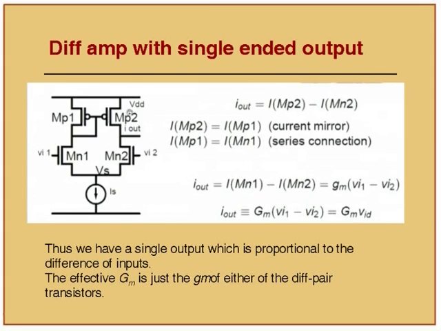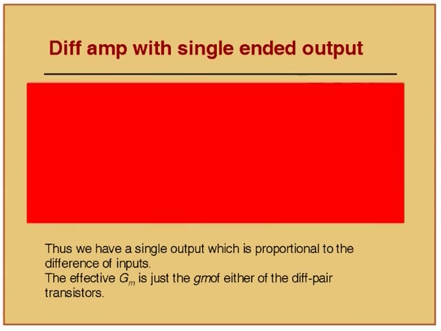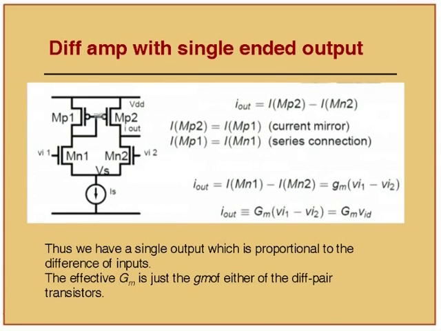Okay. Now I of MP2 is the same as I of MP1 because this is a current mirror. You agree with that? Okay. So these two currents are equal. But I of MP1 is the same as I of MN1 because they are in series, so the same current has to flow through both. Correct? So therefore, instead of I of MP2, I can put I of MN1. So I out is I of MN1 minus I of MN2. Right?